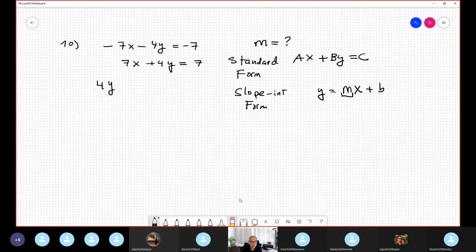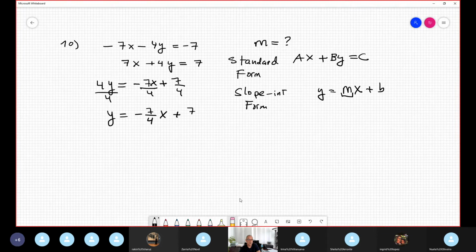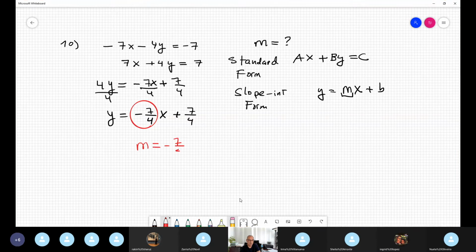So 4y is equal to minus 7x plus 7. I move 7x to the right-hand side, and of course I change the sign. Finally, divide by 4. Y alone is negative 7 over 4 x plus 7 over 4. Now, what is the slope? This is the slope. Slope is negative 7 over 4.